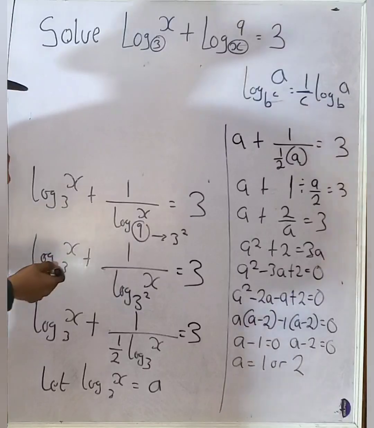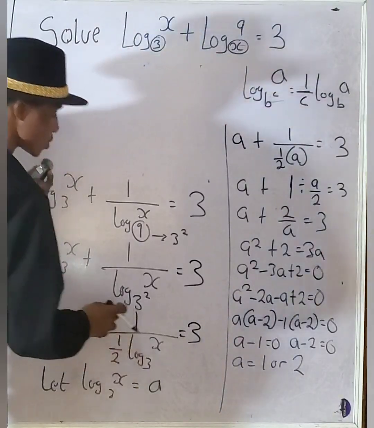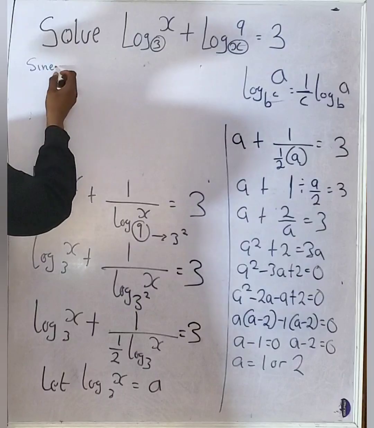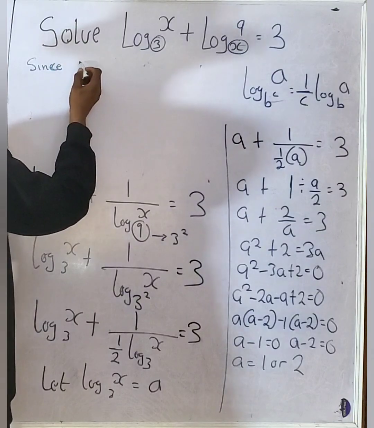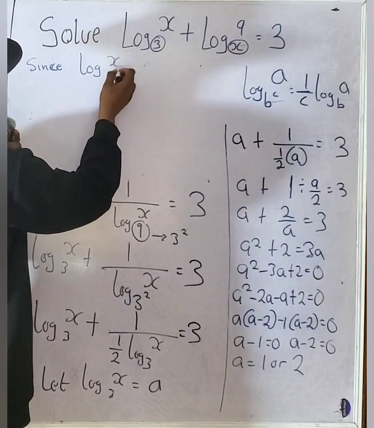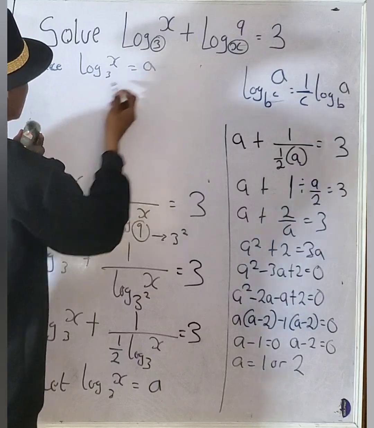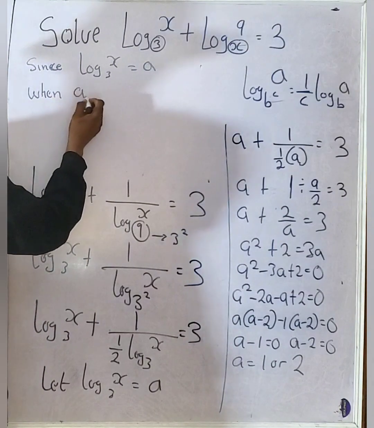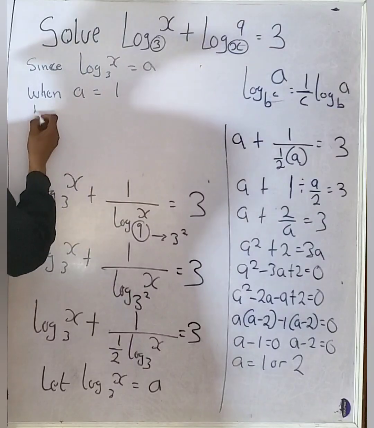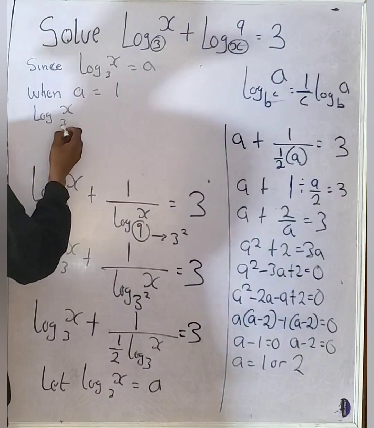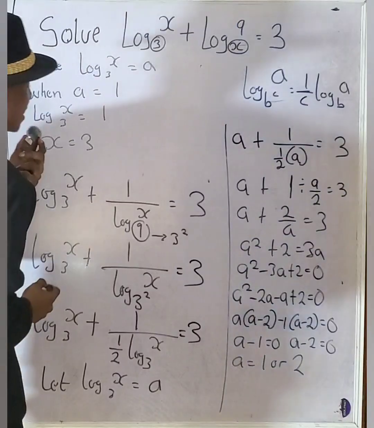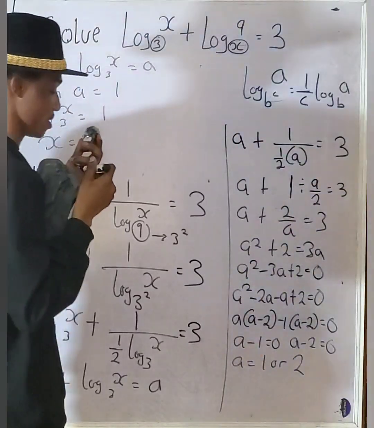Let me erase this so that we can have space to solve the question. Now, do you know that we said let log x base 3 equals a? So since log x base 3 equals a, when a equals 1, I'm going to have log x base 3 equals 1. So x will be equal to 3, according to the law of indices.